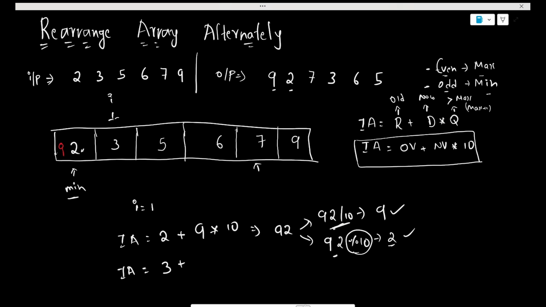We don't want 92 here in the formula. We want the 2. So taking that 92 and performing 92 percentile 10, now I am getting 2. So I am taking 2 here. 2 into 10. So what's the answer? 23. So let's check. 23 divided by 10, that is 2. The answer is 2, right? So this is working. This is the new value.